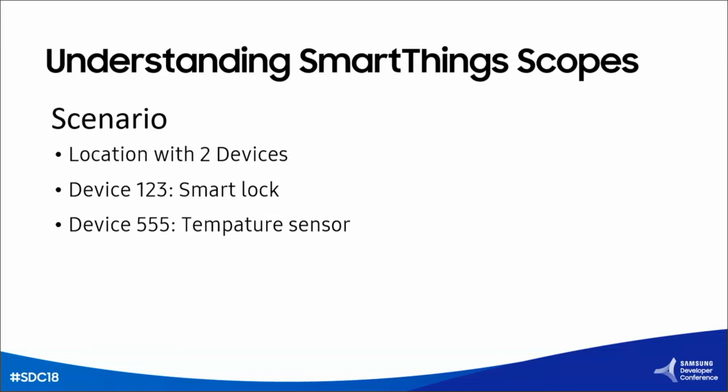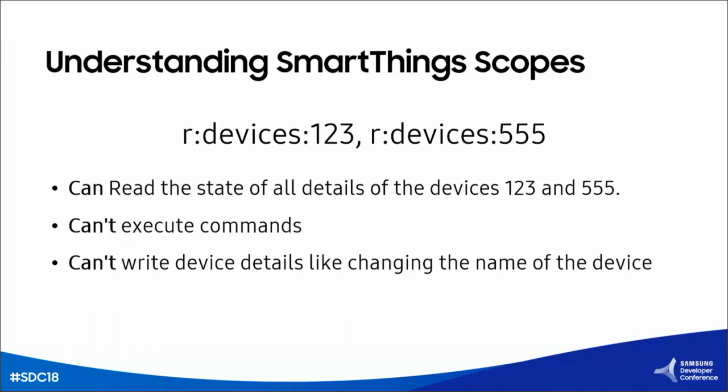So let's lay out a little scenario. Let's have a location that has two devices. One device, 123, is a smart lock, and we have a device 555, which is a temperature sensor. If we are then given these two scopes, this is what it means.